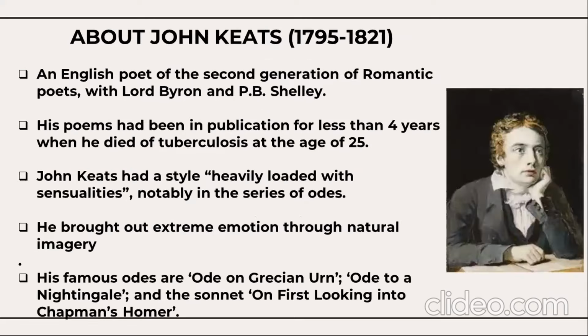So, let's begin it. Before that, let's know about the poet John Keats, who was born in 1795 and passed away in 1821. John Keats was an English poet of the second generation of Romantic poets with Lord Byron and P.B. Shelley. His poems had been in publication for less than 4 years when he died of tuberculosis at the age of 25. John Keats had a famous style that was heavily loaded with sensuousness or sensuality, and especially could be seen in the series of his odes.